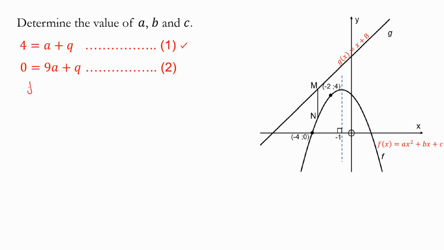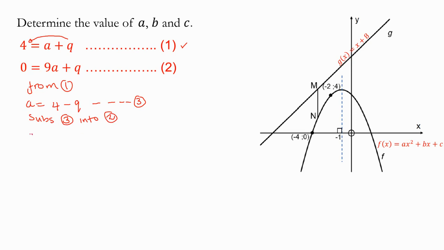From equation 1, we can say a is equal to, and I'm bringing this one to this side so that I isolate a, so it's going to be 4 minus q. That's equation 3. And then now we can substitute 3 into 2, equation 2. So where there's a, we put 4 minus q.